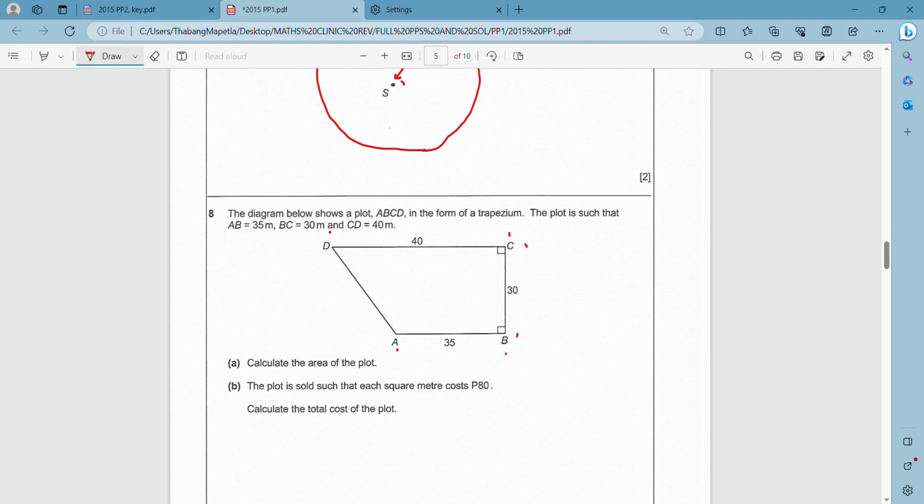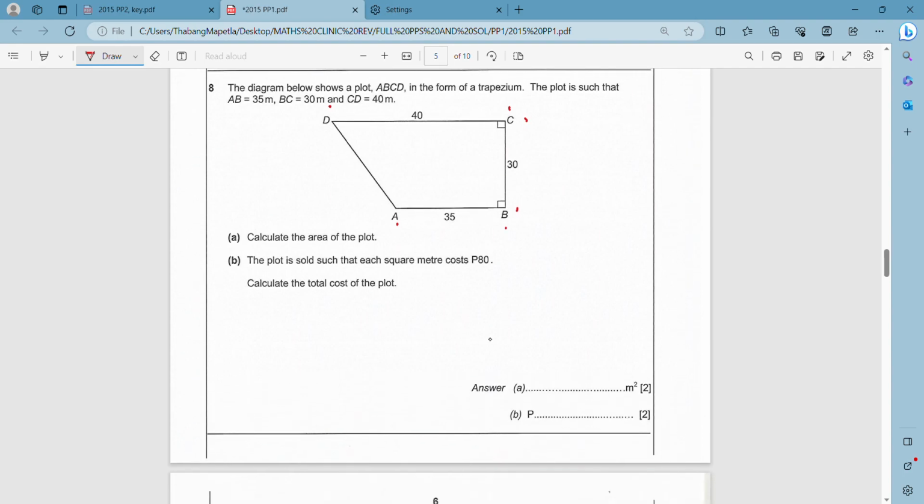I hope we know the area of the trapezium. Area of the trapezium, I know we are familiar with it. So number A, the area of the trapezium is going to be the 2 parallel sides. We are going to add them, then divide by 2. I hope you know it. It says that A plus B over 2 times height, which is going to be 40 plus 35 over 2 times our height there, which is 30. So 40 plus 35 is going to be 75.